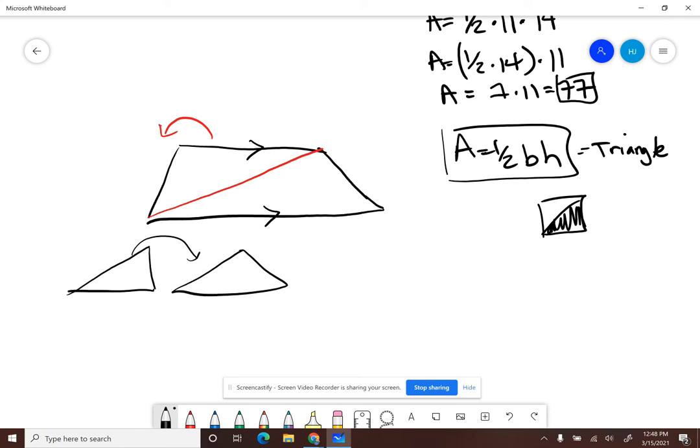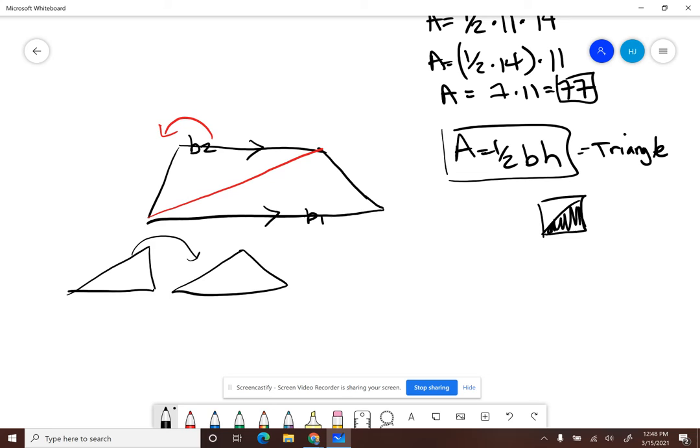So really, a trapezoid is nothing more than two triangles. It just so happens, though, that I don't have the same base on these triangles. So think about this for just a second. I could call this base 1, and I could call this base 2, right? Once I flip it over, this becomes my base, and this is the base on this one. So again, really a trapezoid is just two triangles.